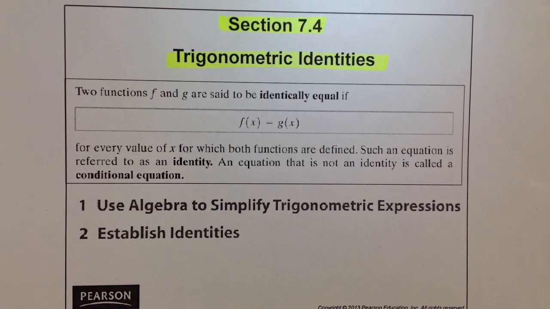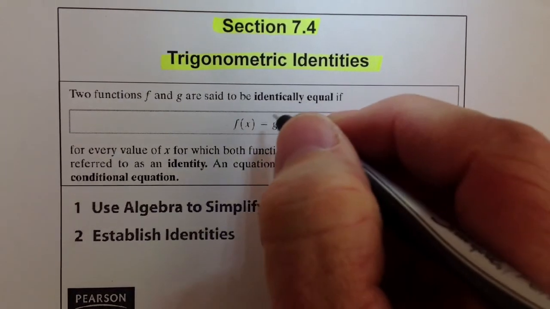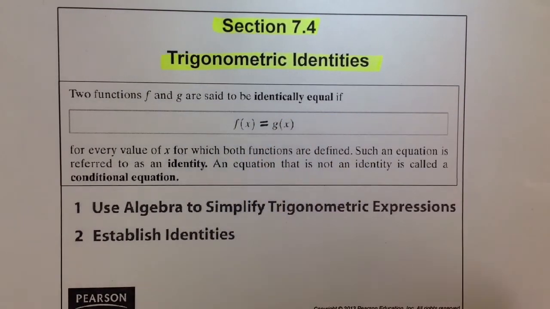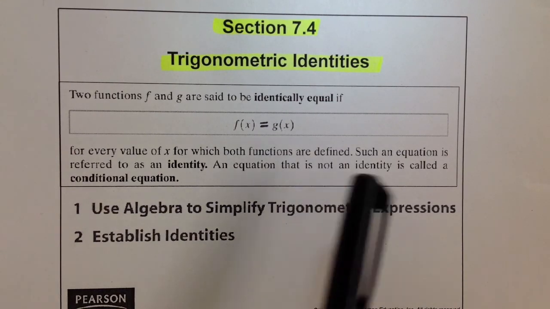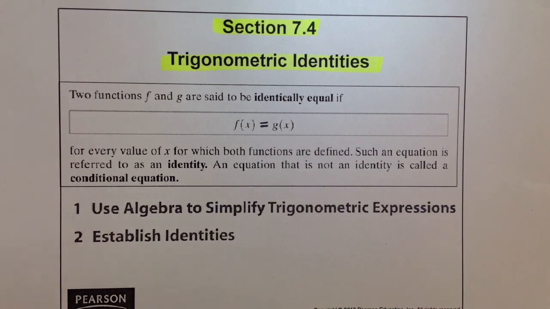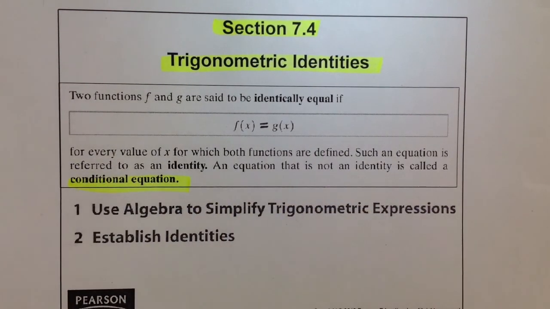And just keep in mind that two functions are said to be identically equal if the left side is equal to the right side. We'll fill in that equal sign there. We call it an identity. And an equation that is not an identity is called a conditional equation. Can't remember ever using those terms, but well, there you have it.